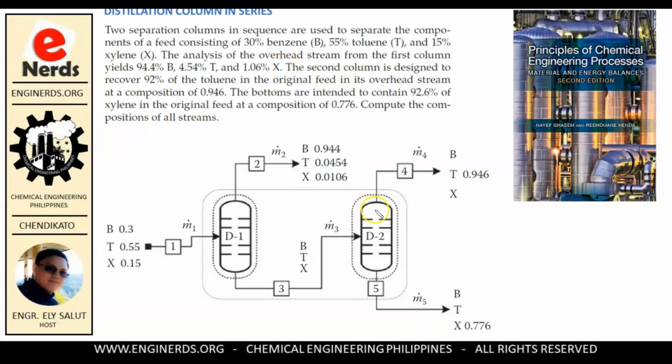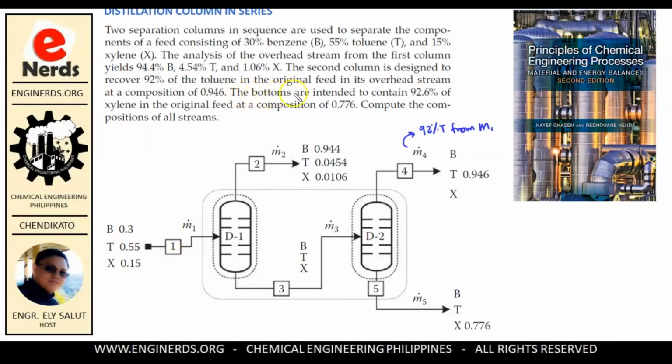Now, the second column, which is this one, is designed to recover 92% of toluene. Okay, so let us write that here. Our M4 in here is actually designed to recover 92% of toluene from original feed, which is M1. Okay, so our toluene here will be 92% of our original amount ng toluene from M1.